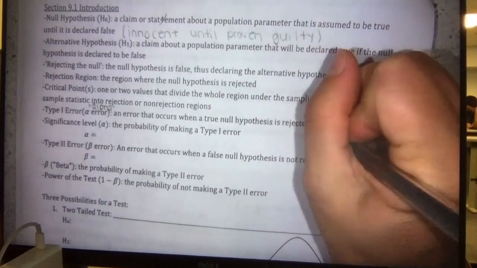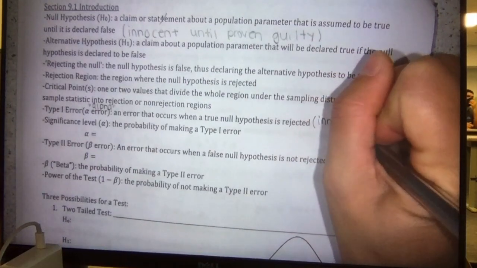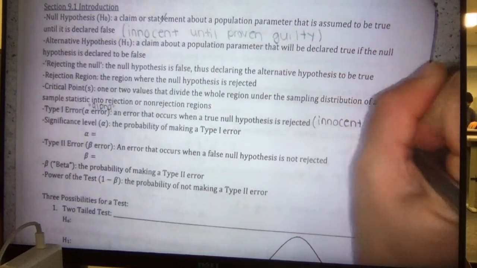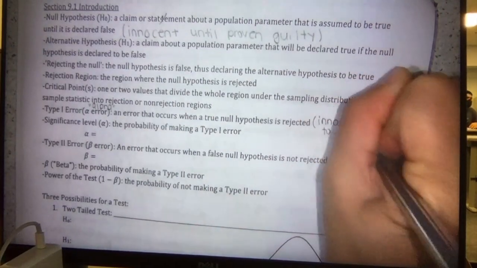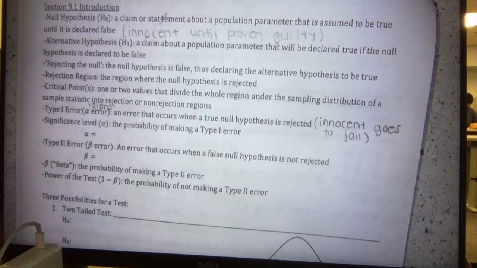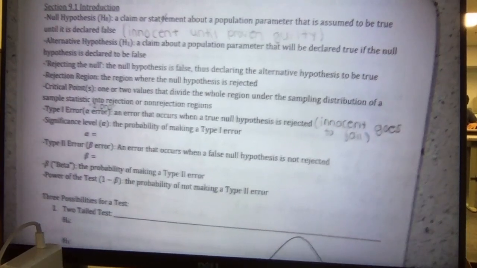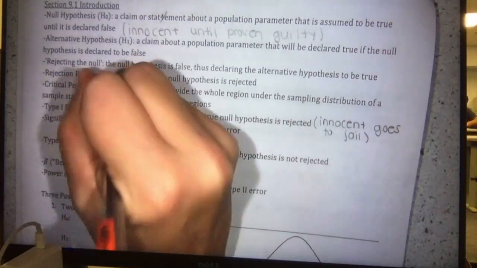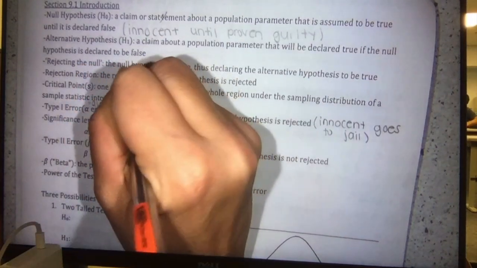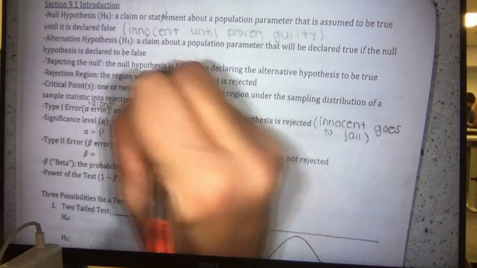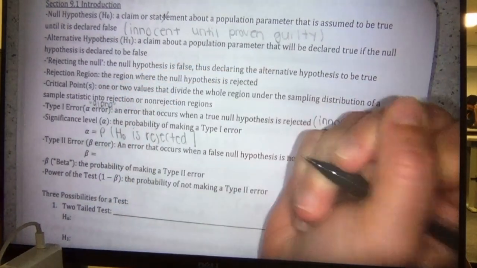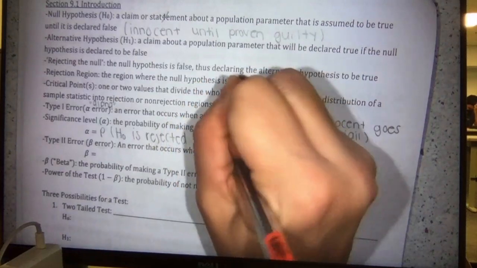So that means this would be like an innocent person goes to jail. So the null hypothesis, the null guess that we had, was actually true, but we said it wasn't true. So we made an error there. So our significance level, alpha, is the probability of making a type 1 error. So it's the probability that our null hypothesis is rejected given that our null hypothesis is true.